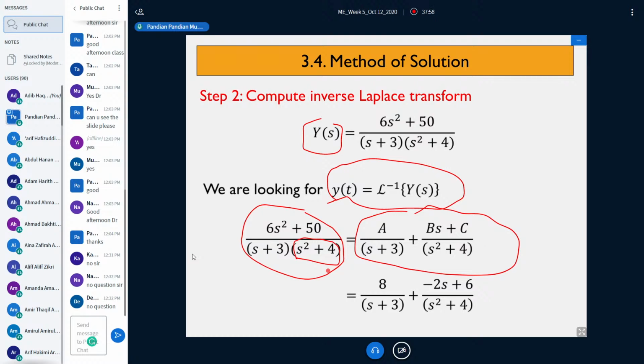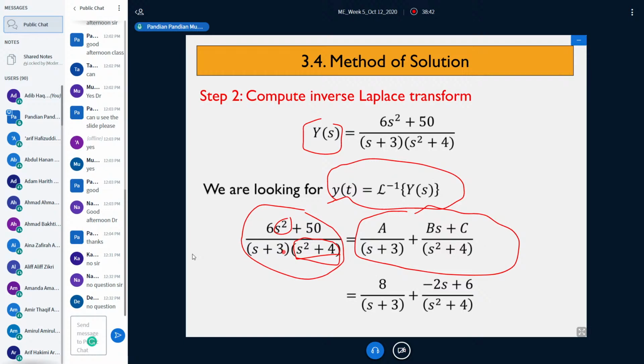Px squared plus qx plus r divided by x minus a multiplied by x squared plus bx plus c. Please refer, where x squared plus bx plus c cannot be factorized further in real numbers, not complex numbers, in real numbers. So please refer to 3.2 inverse Laplace transform, slide number 14, previous slide. So using equation number 6, because this is s squared, this one is s to the power 3, but this one cannot be factorized. Therefore, we are now writing the partial fraction, the A, B, C.